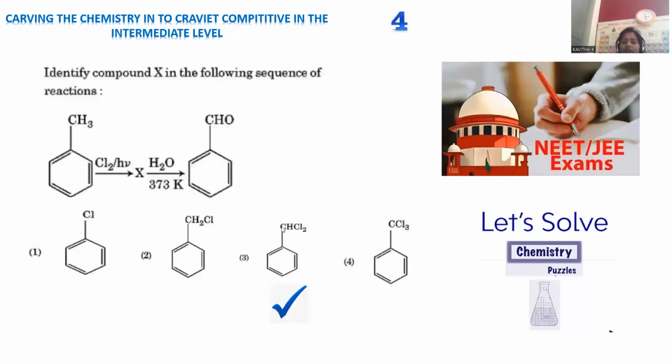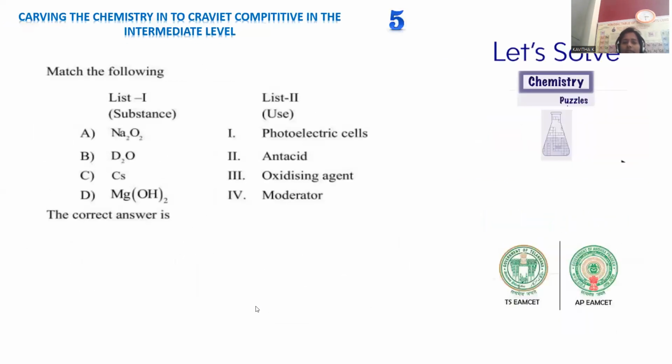This is the way we have to anticipate the final product, right? So toluene upon treating with chlorine and hν and further hydrolysis, benzaldehyde can only be achieved by taking benzal chloride as the intermediate compound. For question number 4, option number 3 will be the correct answer. Move on to question number 5.